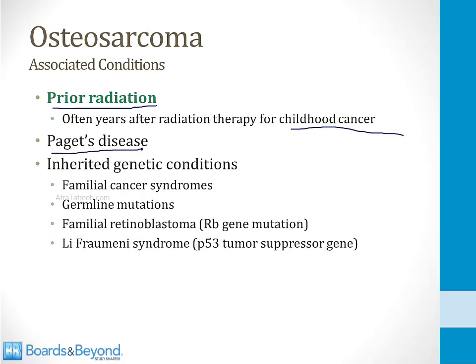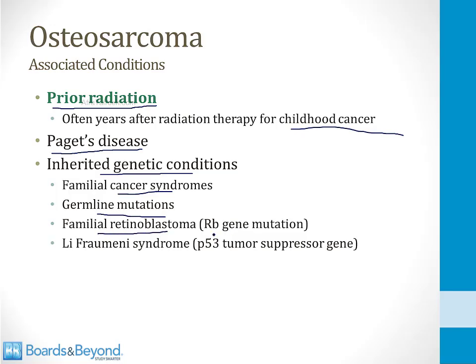Paget's disease usually occurs in older adults, but it can lead to osteosarcoma, and this is one of the reasons for that bimodal age distribution with some older patients developing osteosarcoma. And then finally, there are a couple of rare inherited genetic conditions that can lead to osteosarcoma. These are familial cancer syndromes where there's a germline mutation passed on to a person, and that person is at increased risk for osteosarcoma. One of these is called familial retinoblastoma.